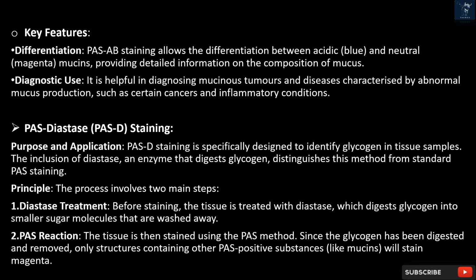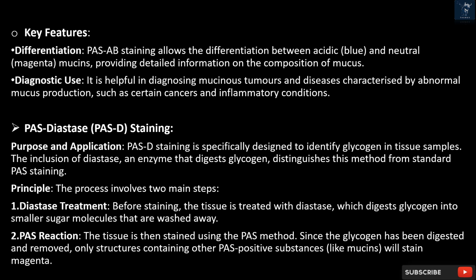Differentiation. PAS-AB staining allows the differentiation between acidic, blue, and neutral, magenta, mucins, providing detailed information on the composition of mucus. Diagnostic use. It is helpful in diagnosing mucinous tumors and diseases characterized by abnormal mucus production, such as certain cancers and inflammatory conditions.